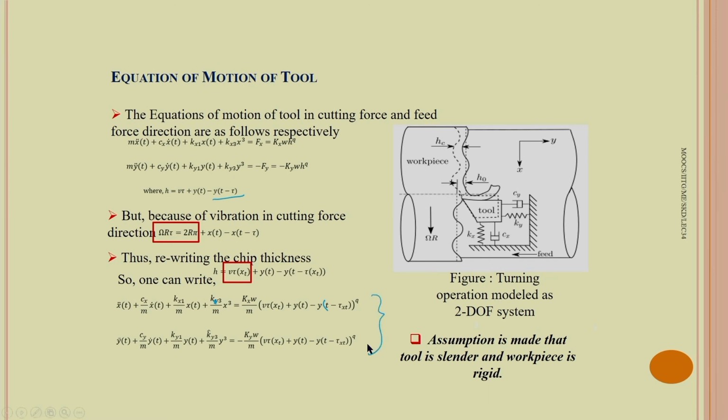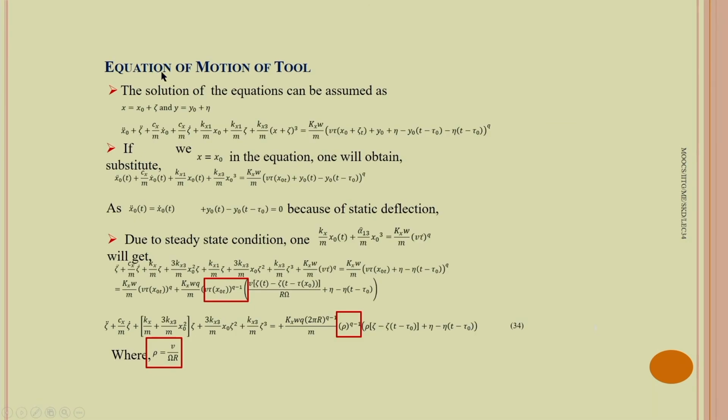Here we have taken the delay also into account to find the chip thickness, actually due to undulation. So, it will depend on the previous cut. The chip thickness will depend on the previous cut, so taking that into account, it can be written in this form. Now, assuming x to be equal to x0 plus zeta and y equal to y0 plus eta. So, at any time t, x can be written as x0 plus zeta and y equal to y0 plus eta.